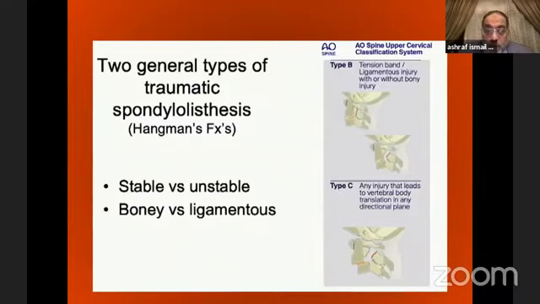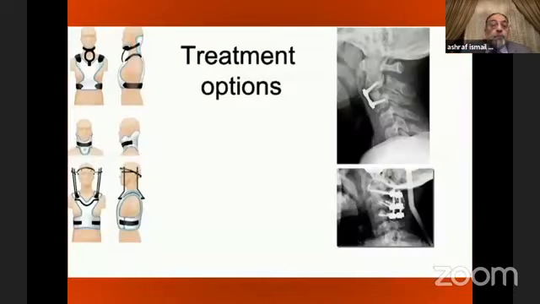Simply, the simplest part of it is the tension band, type B, and type C is the translation or the complete ligamentous injury leading to angulation, leading to severe translation of C2 over C3. The treatment options, as we said, depend on whether it is stable or unstable. Stability depends on the dislocation or the translation or the amount of angulation of the odontoid.